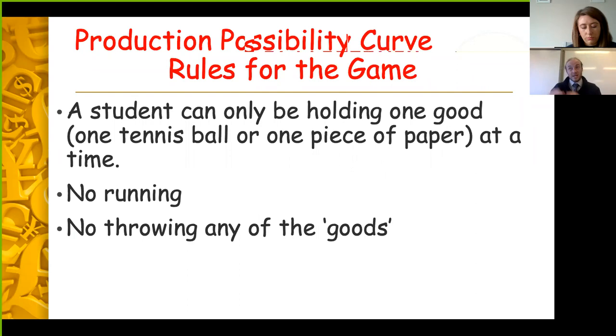So basically they can see that with a certain amount of resources, they can produce a combination of goods at any stage. Okay. And that should visually show them what it's like in practice.